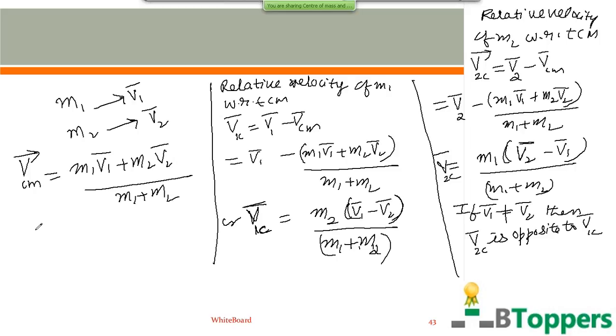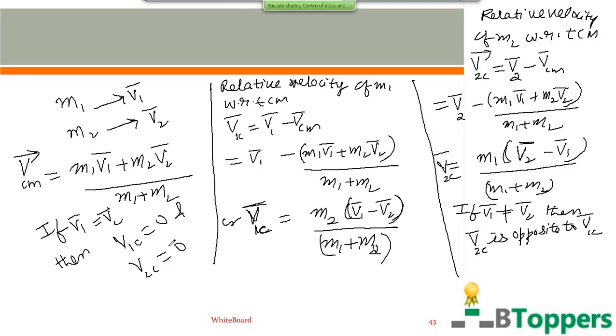Suppose the two particles are moving with equal velocities with respect to a stationary observer on the earth, I mean the actual velocities of the two particles are equal. Then you can observe that if v1 bar equals v2 bar, then v1c will be 0 and v2c will also be 0. Then the velocity of m1 with respect to center of mass is 0 and the velocity of m2 with respect to center of mass will also be 0. That means with respect to center of mass, both particles appear to be at rest or stationary if they are moving with equal velocities with respect to a stationary observer on the earth.